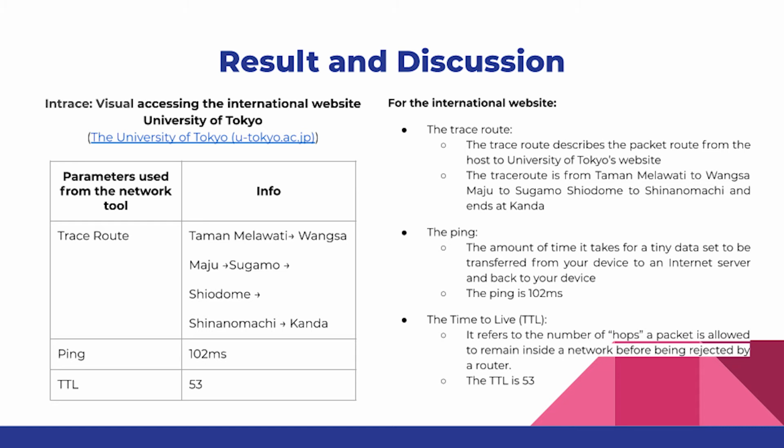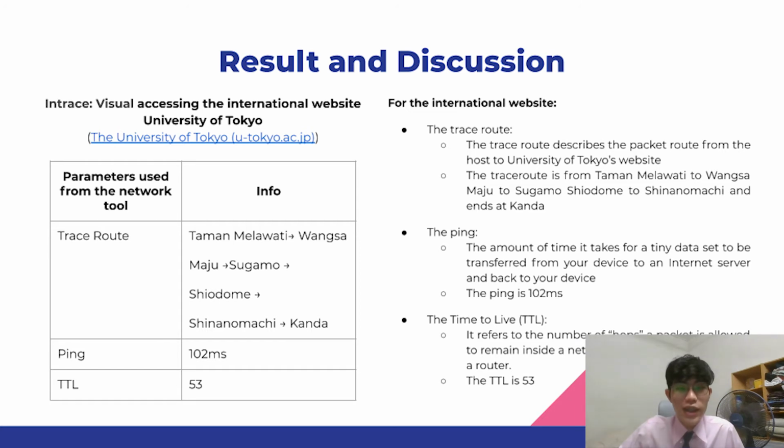The reason why the ping is slightly higher than the one compared to the local website, FSKTM, is because it is located in Japan, whereas FSKTM is located in Sedang, inside of Malaysia. Even though it is high, it can even go higher if the test is held at 12 PM, for example. Lastly, the TTL in this case is only 53.